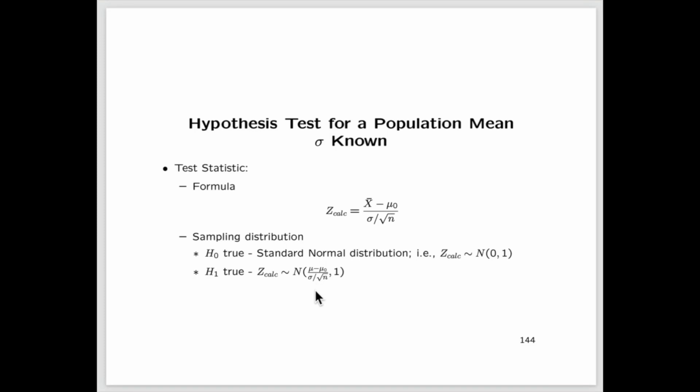And so if the null hypothesis is true, then the sampling distribution of z-calc will be centered at 0. If the alternative hypothesis is true, then the sampling distribution of z-calc will be centered at this particular value. We might think of that as a non-centrality value or non-centrality parameter.